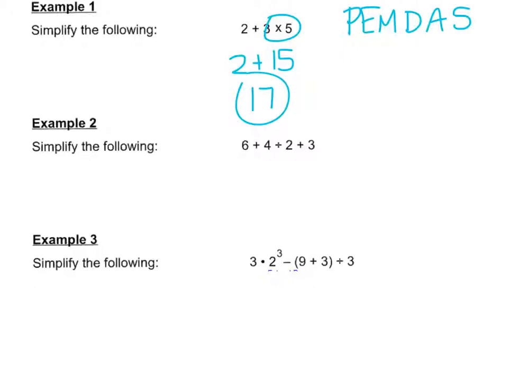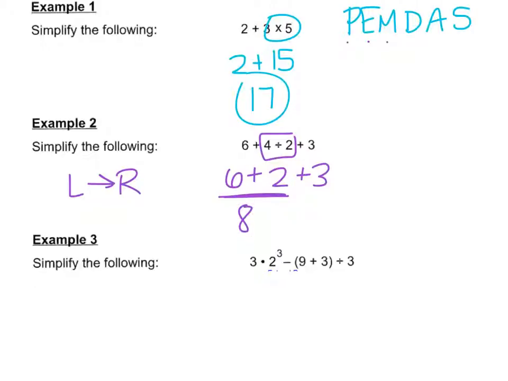Our next example, 6 plus 4 divided by 2 plus 3. So no parentheses, exponents, no multiplication, but we do have division. So we're going to start there. 4 divided by 2 is 2. And copy the rest. So we have 6 plus 2 plus 3. The rest is addition. And remember, we go left to right. So first we care about 6 plus 2, which is 8. Copy that plus 3. And then we'll do 8 plus 3, which gives us 11.